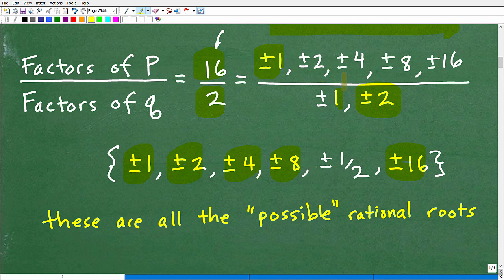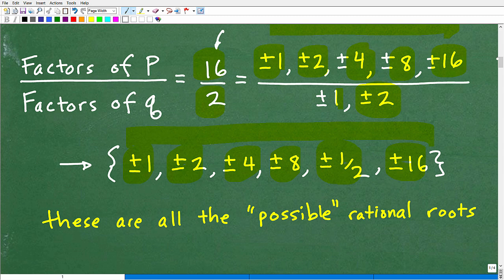So we have 1 divided by 2, which is 1/2. So that's got to be in our list here. Now, 2 divided by 2 is what? That's just 1. That's already in my list. 4 divided by 2 is 2. That's in my list. 8 divided by 2 is 4. That's in my list. And then 16 divided by 2 is 8. That's in my list. So here, I listed out all the different possible combinations of these factors. This is very important. That's where students get confused. But what does this mean? Well, if this polynomial that we're looking at has any rational roots, it's one of these guys. It's within this set. So these are all the possible rational roots.